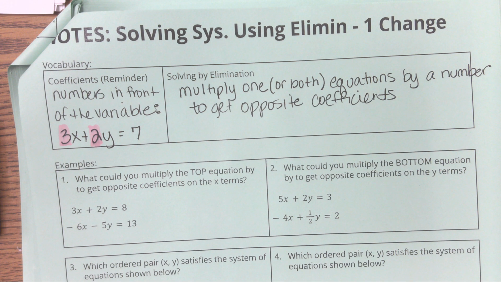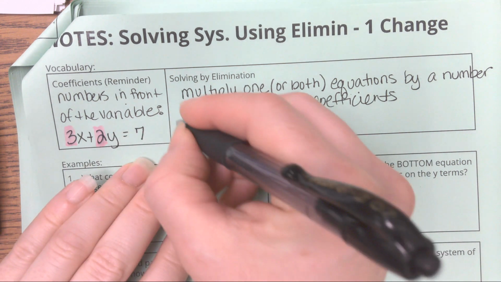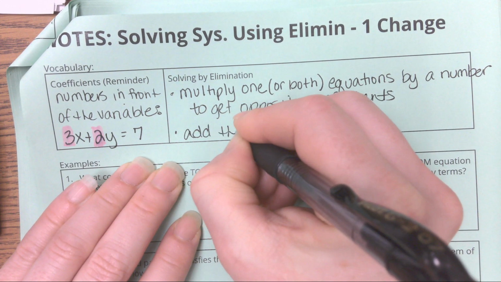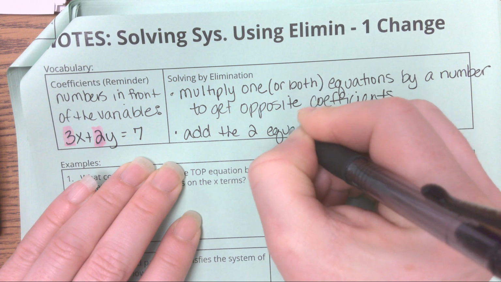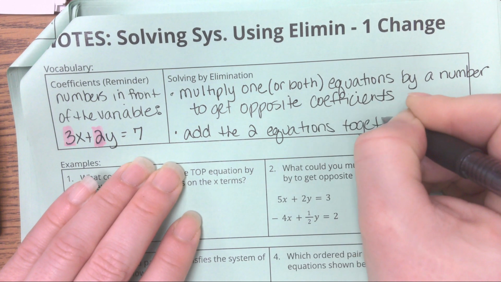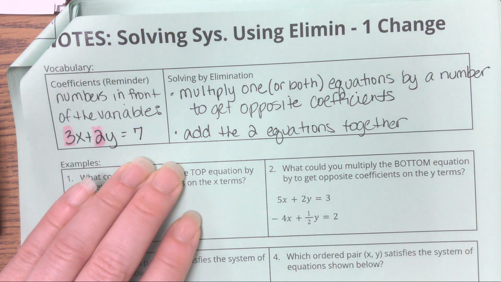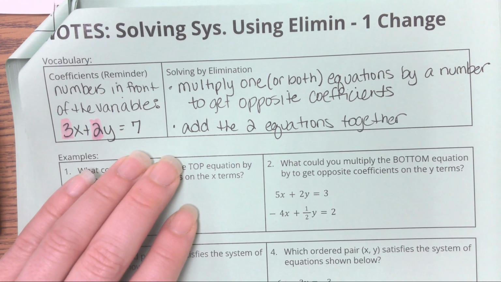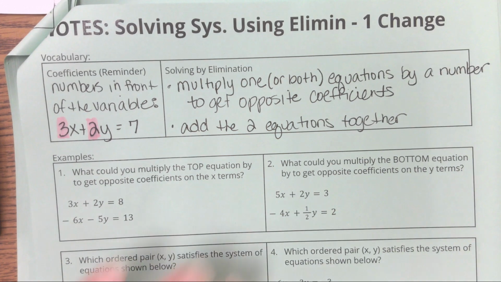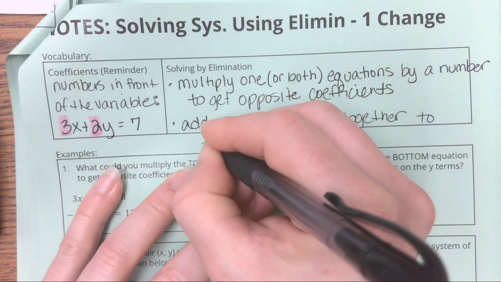Once we do that, we're going to add the two equations together. And this is where the word elimination comes into play. The reason we add the two equations together is to eliminate one variable.